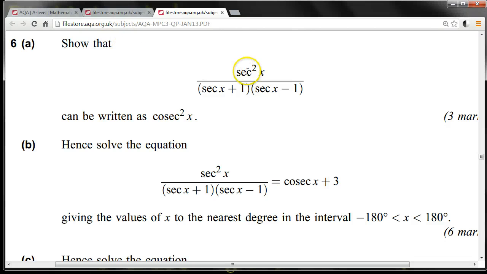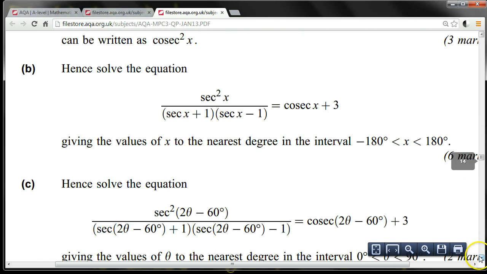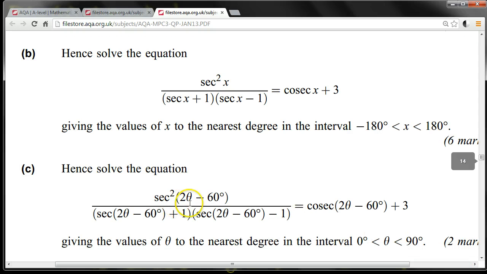Show that this expression here can be written as cosec squared x. Hence solve this equation. Give the values of x to the nearest degree in this interval. Part C. Hence solve this equation equals this, giving the values of theta to the nearest degree in the interval of theta between 90 and 0.